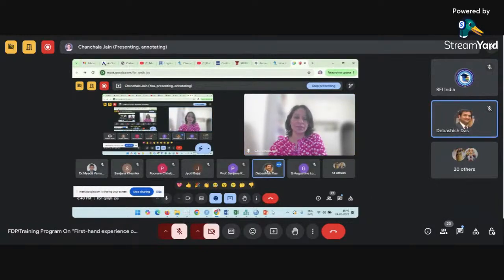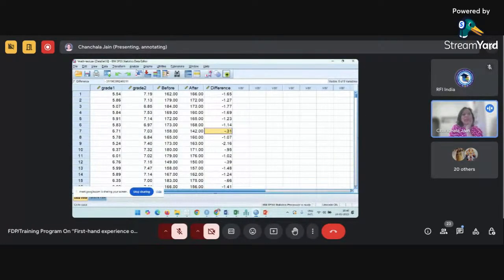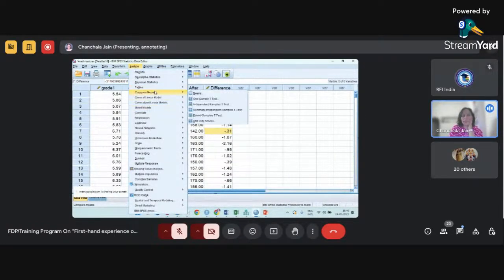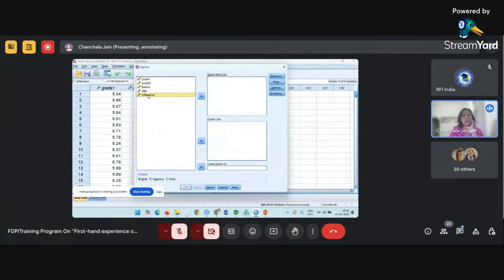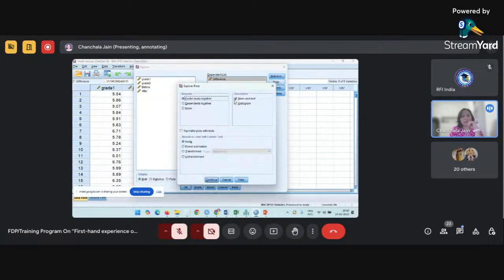Yes, ma'am. So now we'll go to Analyze, then Descriptive Statistics and then Explore. I think now you are all used to it. After this, this time you need to shift the difference variable, the new variable which you have created, into the dependent list box. Click on Plots, and do the same thing, that is the histogram and the normality plots with tests. And then you can press Continue.